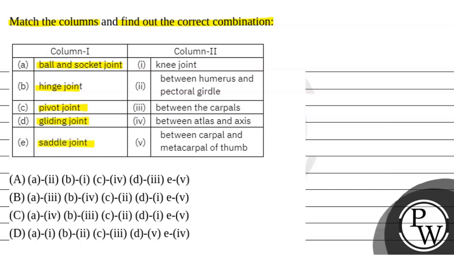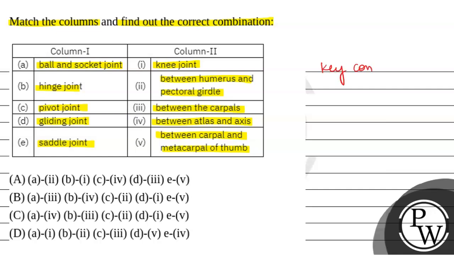Second column में हमें दिया है first knee joint. Second between the humerus and pectoral girdle. Third is between the carpals. Fourth is between the atlas and axis. And fifth is between the carpal and the metacarpal of the thumb. तो second column में हमें examples दिया हुआ है, इन दोनों को हमें match करना है.